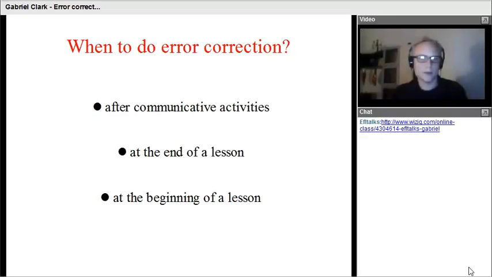You can do error correction at the end of a lesson as a sort of consolidation of what was learned during that lesson. That can be very useful to tie up loose ends, and it's very good for using up that last awkward 10 or 20 minutes you have at the end of lessons sometimes. And similarly, you can do it at the beginning of the following lesson, where you consolidate what was studied in the previous lesson.